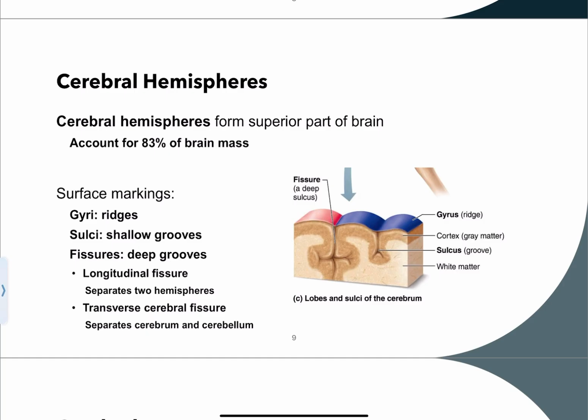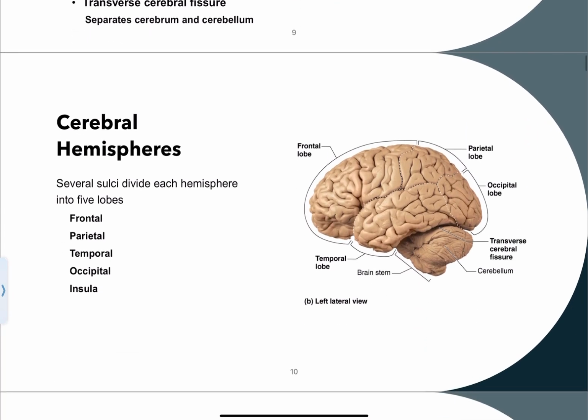There are 2 specific fissures that you need to know for both lecture and lab. One is the longitudinal fissure, which is going to separate the 2 cerebral hemispheres into a left and right component. And then we have our transverse cerebral fissure that's going to separate our cerebellum from our cerebrum.